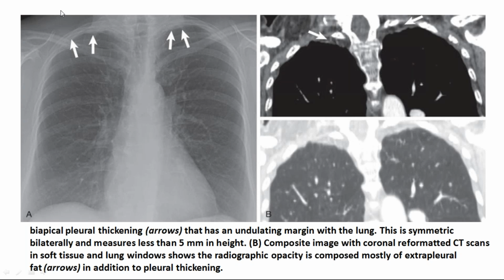This is a frontal radiograph showing biapical pleural thickening with an undulating margin with the lung. This is symmetrical bilaterally and measures less than 5 mm in height. And these are the corresponding CT images showing a soft tissue density in the apical regions of bilateral lungs and is composed mostly of extrapleural fat in addition to the pleural thickening. Without any symptoms and other radiological findings, we can ignore this.